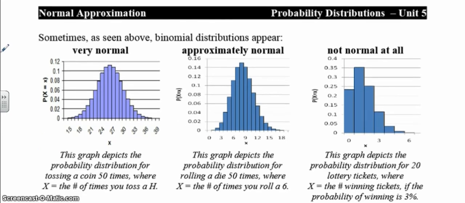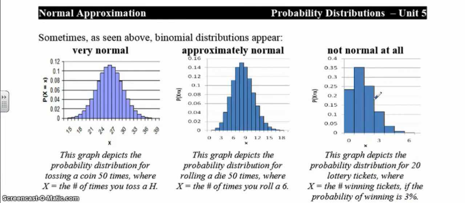Now there are a few problems with this. If you take a look at these three examples, the first one is the example that we've been looking at with the tossing a coin, and you can see that it is perfectly symmetrical and it is extremely normal looking. You could get some questions that aren't perfectly symmetrical, so you can see here that they're not exactly symmetrical, but they're really, really close to being normal. And that would be, this is the question, instead of flipping a coin, you're rolling a die 50 times. And then there's some binomial questions that don't look normal at all. This one is very much right skewed, and this is a probability distribution for winning the lottery. If you had 20 lottery tickets, and the probability of winning is 3%.